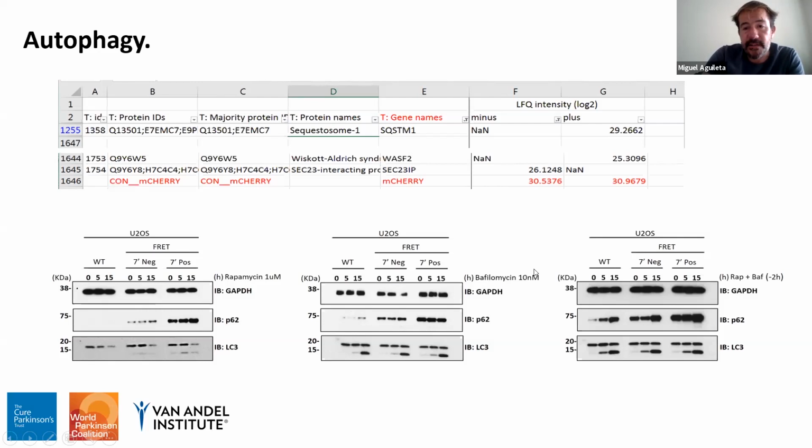Then if you want to check for the autophagy flux, what you do is you block autophagy by the use of bafilomycin 2 hours before, and then you activate autophagy by the use of rapamycin. Again, P62 is highly increased in my cells with aggregates.